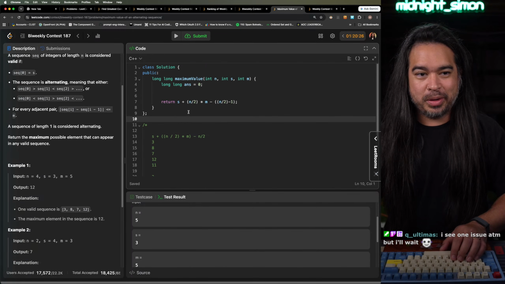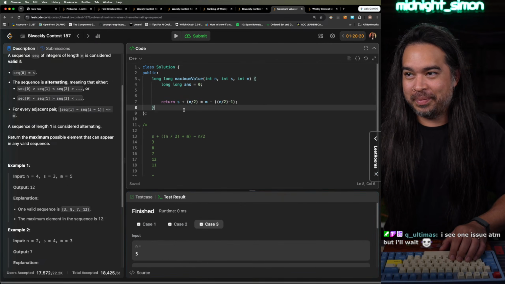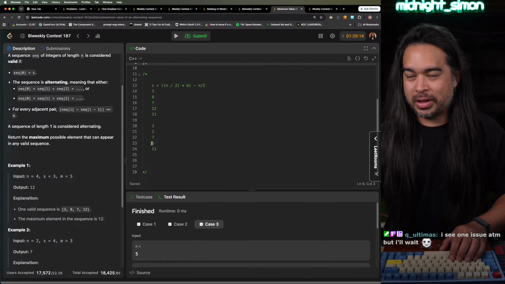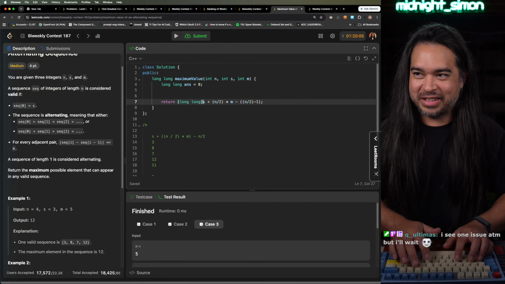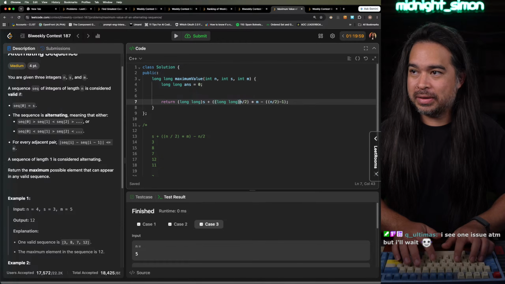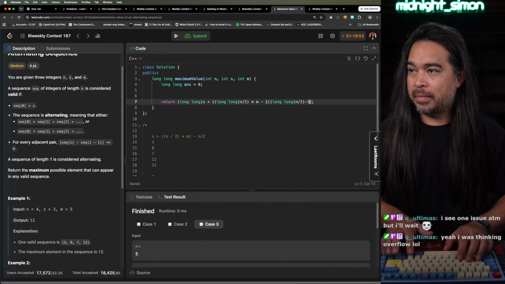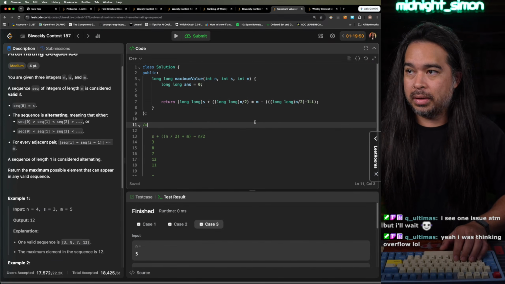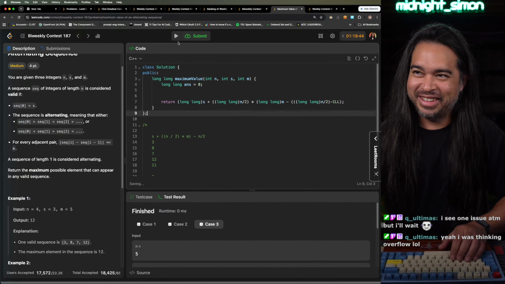I see one issue at the moment. I mean, I guess it could overflow, but I'm trying to think if there's any other weird cases. Actually, I did think of the overflow, and I said I was gonna fix it before, but I don't know how those things work, so maybe I'll just long everything, you know what I'm saying? I want to submit that.